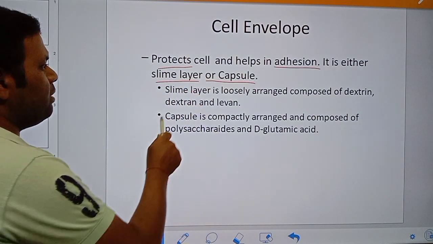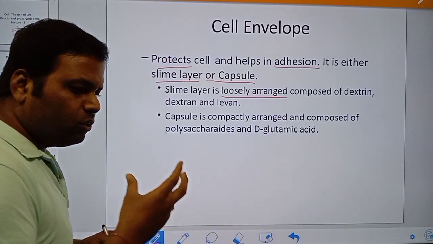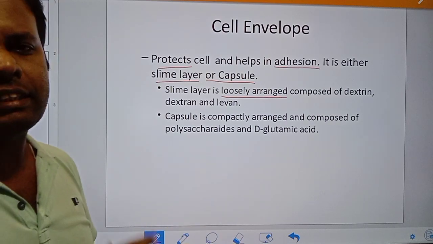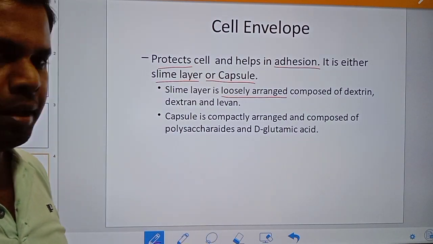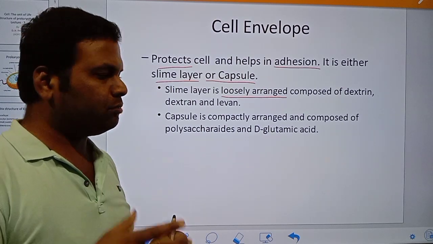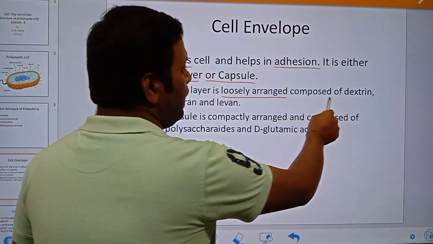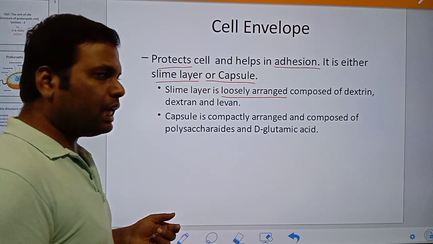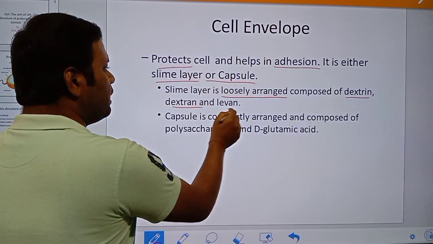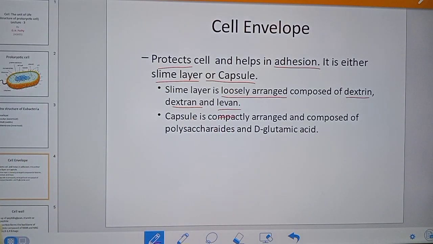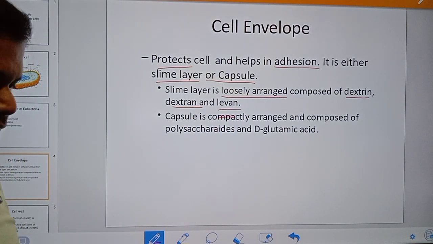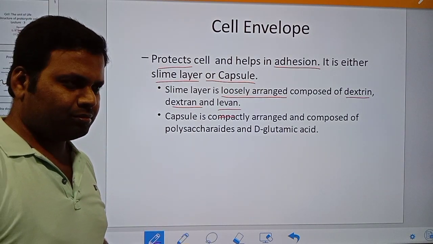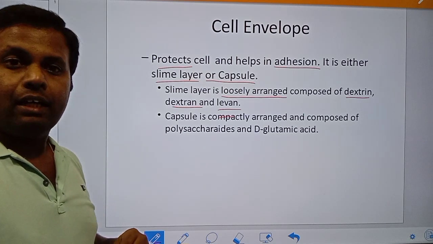So the first one: the slime layer is loosely arranged. Due to this loose arrangement, it is a little bit soft and slimy to touch. It is soft like this, I'm not showing it, but it is like that. Loosely arranged and composed of, what is the composition? It is made up mostly of polysaccharides, polysaccharide units like dextrin, dextran, levan. These are the polysaccharide units. Polysaccharide or carbohydrate units make up the slime layers.